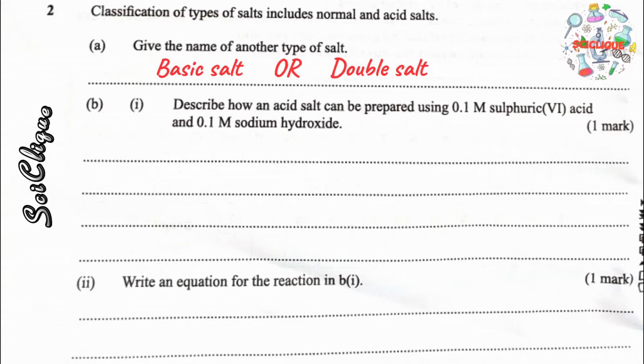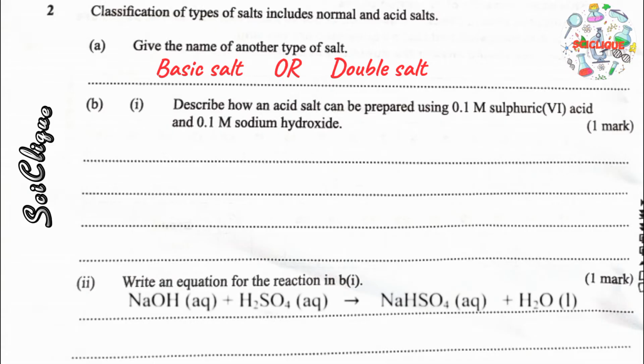It has to have a replaceable hydrogen atom. So that means in this case, when we react sulfuric 6 acid and sodium hydroxide, we shall get sodium hydrogen sulfate. Now let's go through the equation first. We have sodium hydroxide reacting with sulfuric 6 acid, leading to the formation of our acid salt, sodium hydrogen sulfate, and of course water, because this is a neutralization reaction. Acid, base, salt, and water, remember?